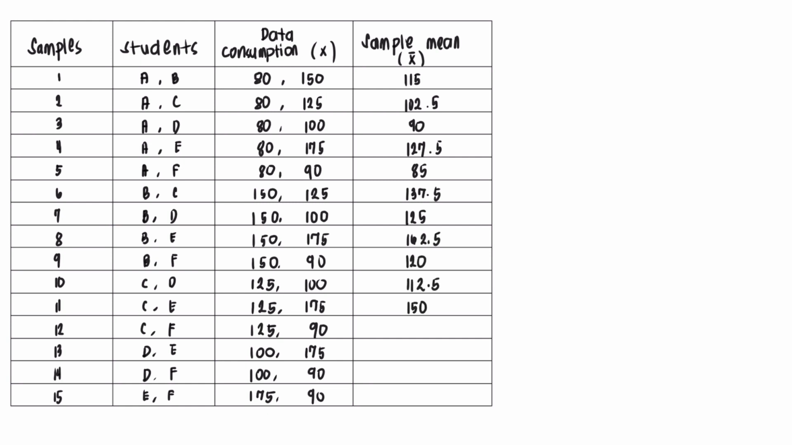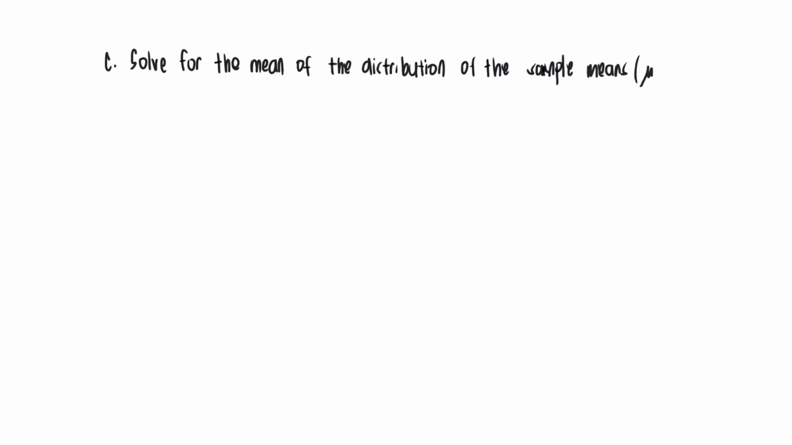Now we are going to find the summation of the sample means to easily solve the mean of the distribution of the sample means. Adding all of this fourth column will give us 1,800. Now to answer letter C, we are going to do the same process as we did for letter A. We are going to solve for the mean of the distribution of the sample means.